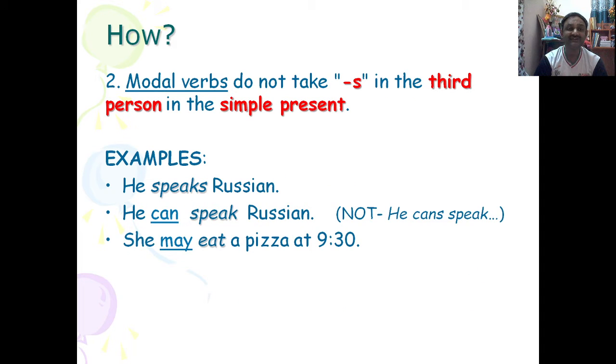In the next condition, modal verbs do not take s in the third person in the simple present. Example, he speaks Russian. He can speak Russian, but it cannot be written as he cans speak. She may eat a pizza at 9:30.